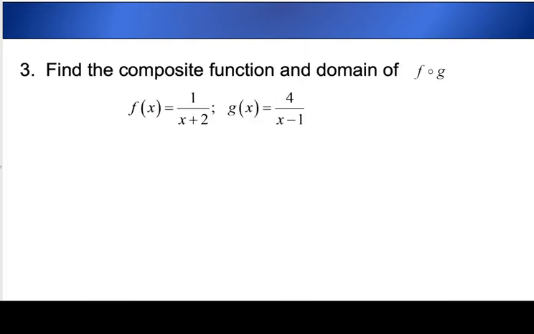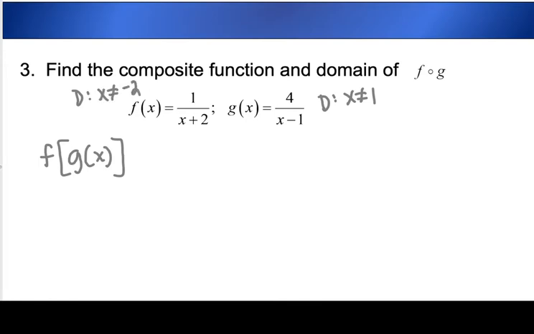Okay, let's do the composite function of rational functions. So a rational function has that variable in the denominator. So now we're going to find f of g of x. Now this is interesting because g of x has a domain where x cannot equal 1. Every number except for 1. And f of x has a domain of every number except -2. So all real numbers except -2.